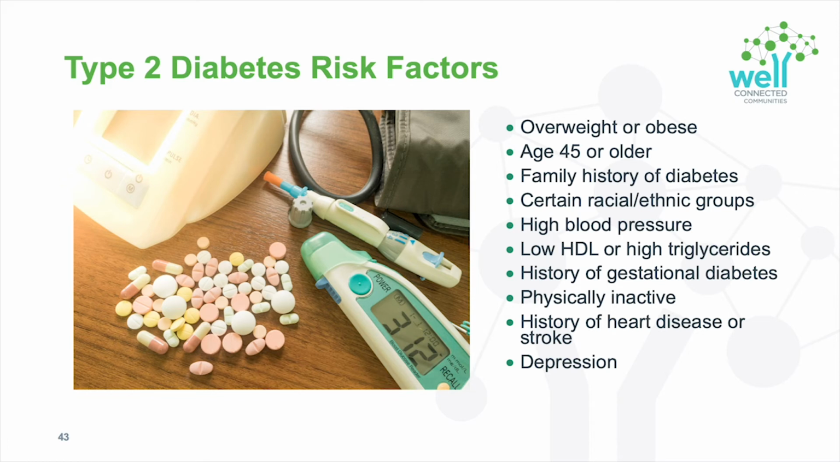You're more likely to develop type 2 diabetes if you have high blood pressure, if you have a low level of HDL cholesterol or a high level of triglycerides. You're more likely to develop type 2 diabetes if you have a history of gestational diabetes or of giving birth to a baby weighing 9 pounds or more. You're more likely to get type 2 diabetes if you're not physically active, if you have a history of heart disease or stroke, if you have depression, or if you have polycystic ovary syndrome.